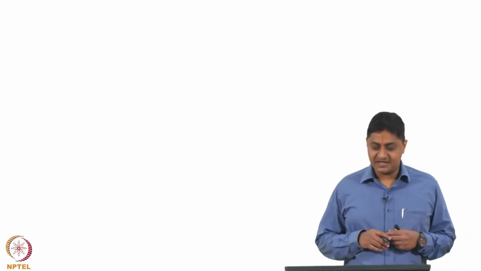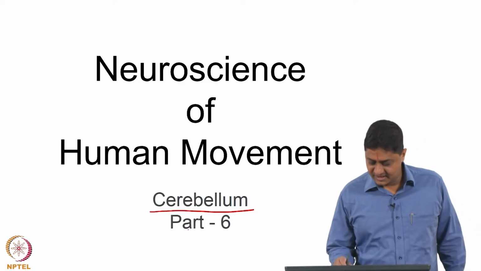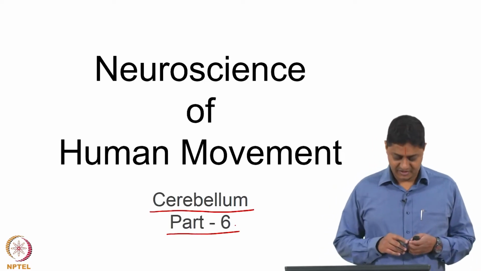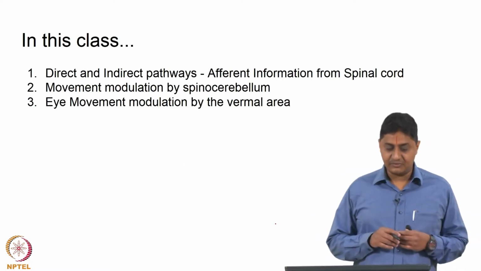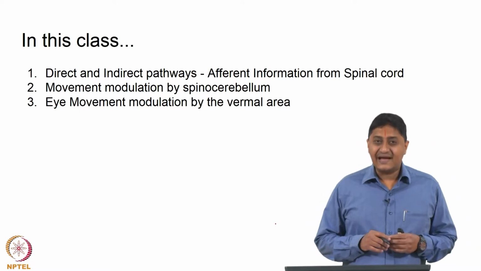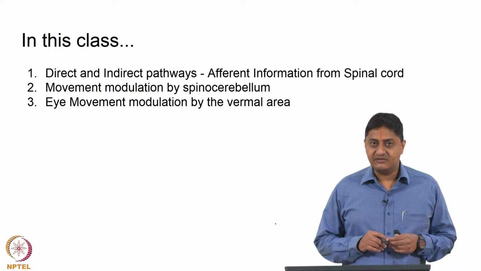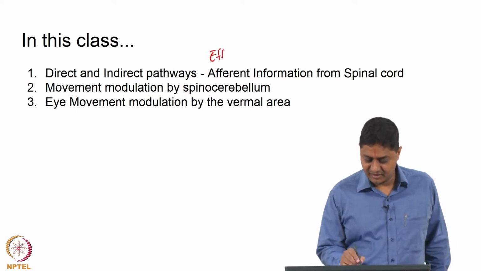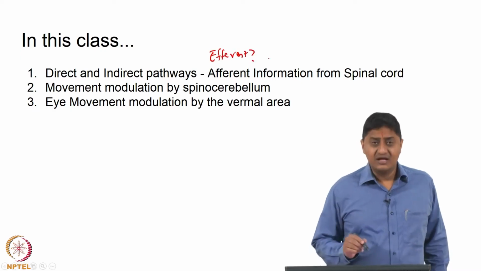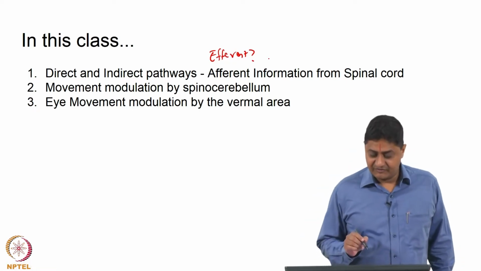So, welcome to this class on Neuroscience of Human Movement. We will continue our discussion on cerebellum. This is part 6 of our discussion on cerebellum. In today's class we will be talking about the direct and indirect pathways that bring in different forms of information, afferent and efferent. What kind of information from the spinal cord? I am putting a question mark after efferent for a purpose.